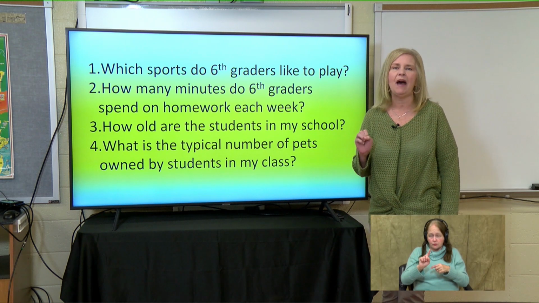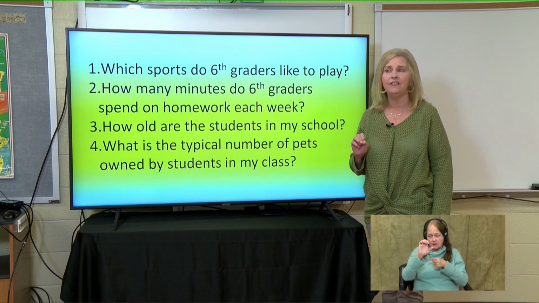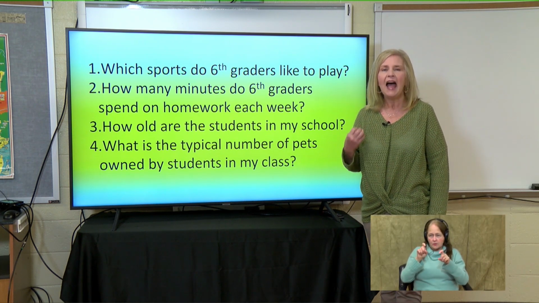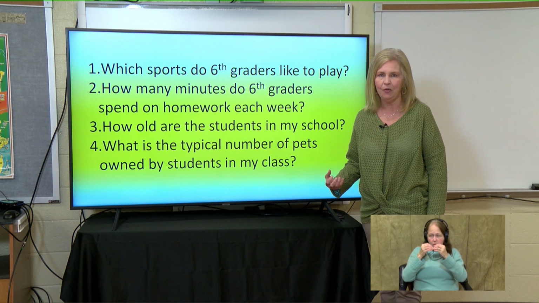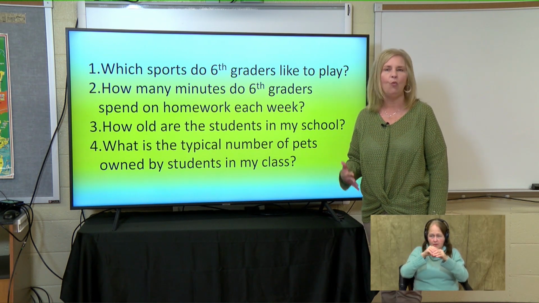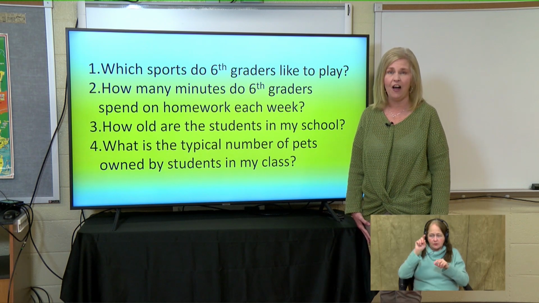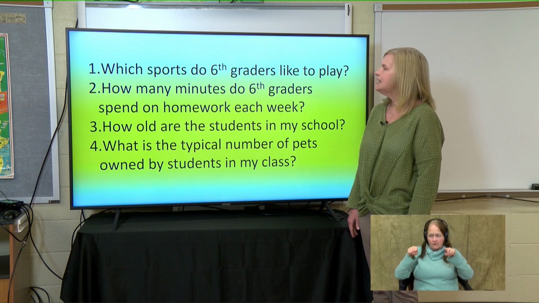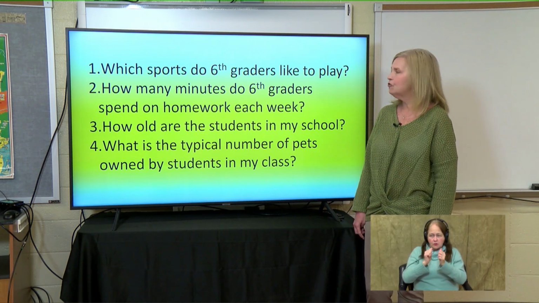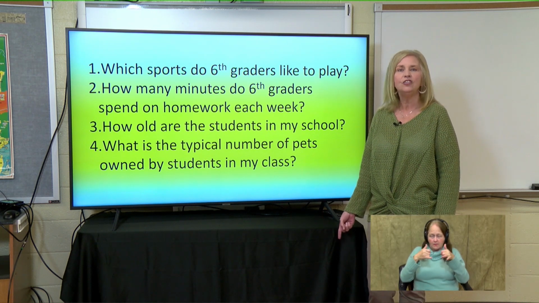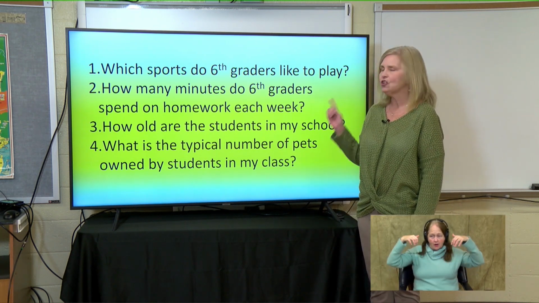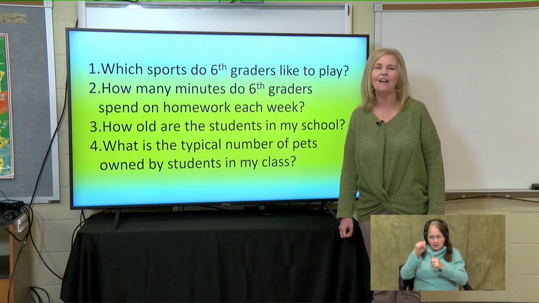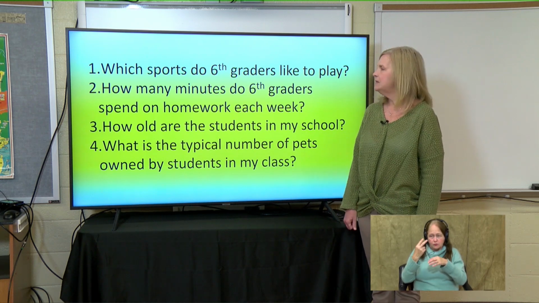That's what you need to think about when you're doing statistical questions and trying to figure out whether they're statistical or non-statistical. A statistical question has to have more than 2 people involved. And it can't be a one-answer question like yes or no, true or false. It has to have a variability of answers to the question. So if I say, which sport do 6th graders like to play? First, do I have a large audience? Yes, 6th graders. And are there more than 2 sports? Yes, there are. So that would be a statistical question.